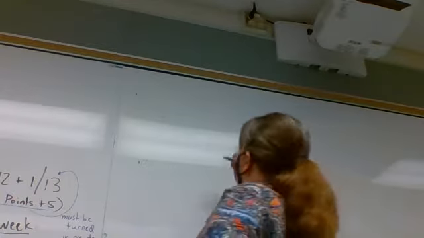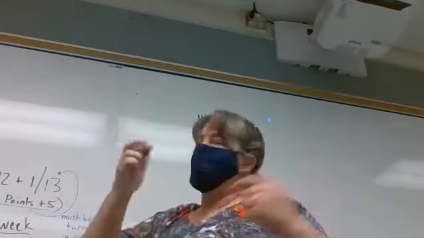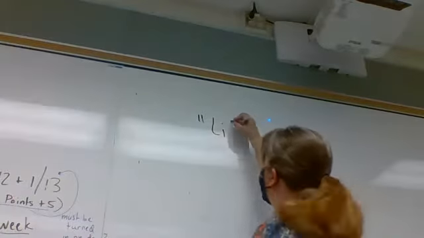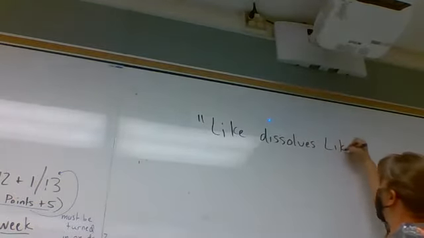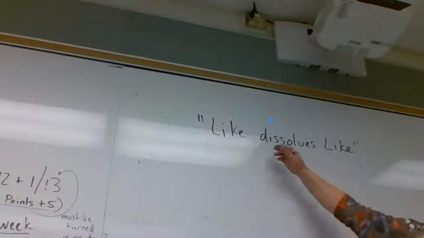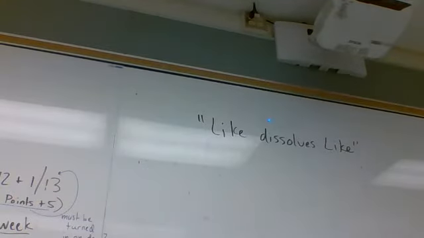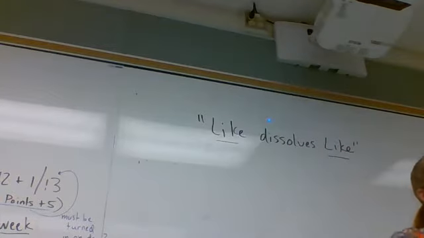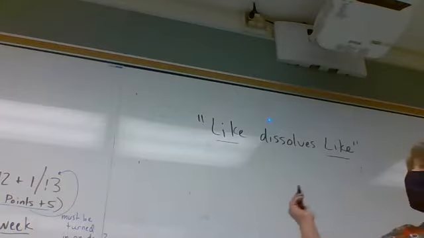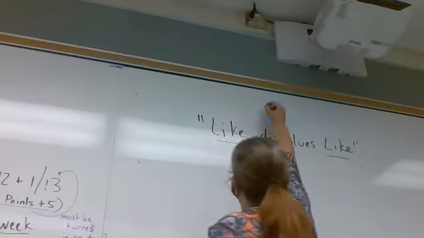So now we're going to talk about why some things will remove other things and sometimes they don't. It has to do with a concept called, well, it's not a concept, but it's the phrase scientists use, like dissolves like. And when we talk about dissolving, that's going to break apart or remove, make it disappear. And the like we are referring to in this case has to do with the molecule itself. We are talking about polarity.